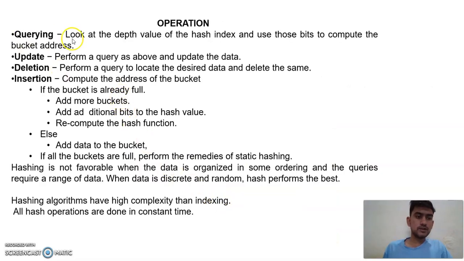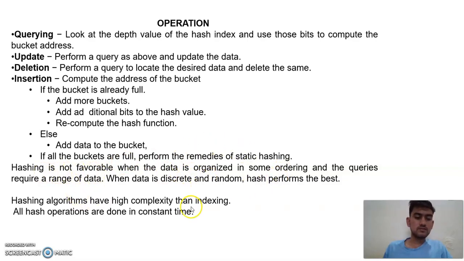some operations. Querying: look at the depth value of the hash index and use its bits to compute the bucket address. Update: perform a query as above and update the data. Deletion: perform a query to locate the data address and delete it. Insertion: compute the address of the bucket. If the bucket is already full, add more buckets, add additional bits to the hash value, and recompute the hash function. Else, add the data to the bucket. If all the buckets are full, perform the remedies of static hashing.